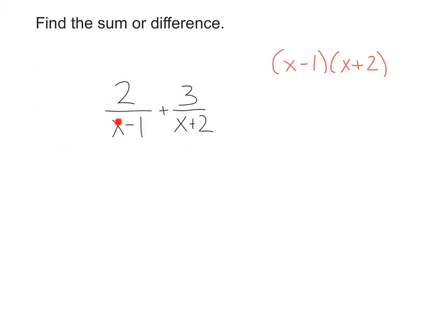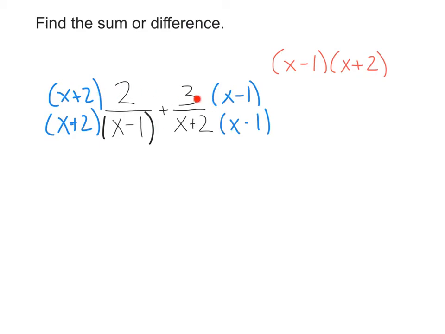Our next one, we've got 2 over x minus 1 plus 3 over x plus 2 with the common denominator of x minus 1 times x plus 2. We can see that this first term already has the group x minus 1, so we've got to multiply it by x plus 2 top and bottom. Our second term, on the other hand, already has the x plus 2, so we need to do the same thing only with the x minus 1.